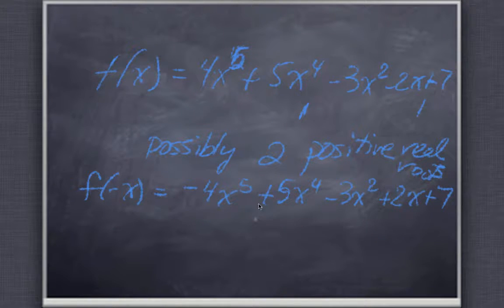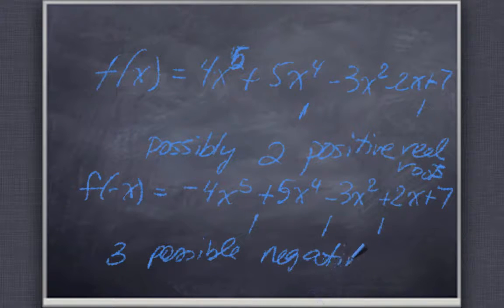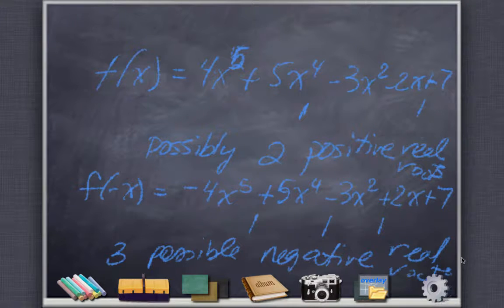So I start out negative, then I go to positive, that's a change. Go to negative, that's a change. Go to positive, that's a change. Stay positive, that's not a change, sorry. So 3 possible negative real roots.